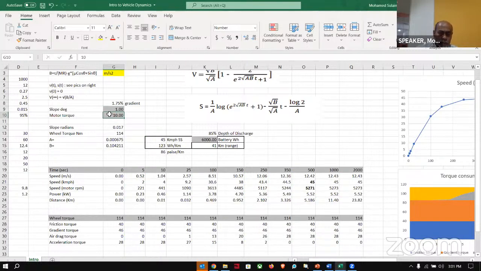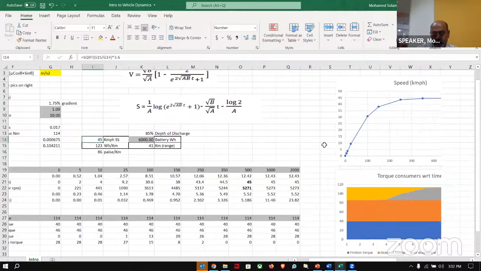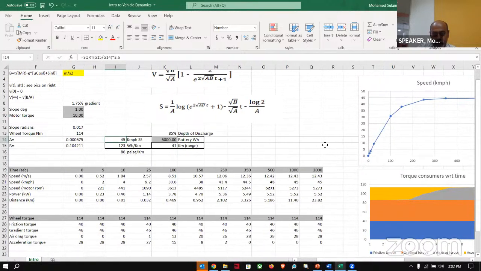But although the slope has increased to 1 degree, the range has not changed. The watt hour per kilometer has not changed. I want you to see that. This is because watt hour per kilometer depends only on the applied torque. So what is the effect of having a 1 degree slope? Instead of attaining a steady state speed of 73 kilometers per hour, we are now able to attain a speed of only 45 kilometers per hour. That's the effect of it.